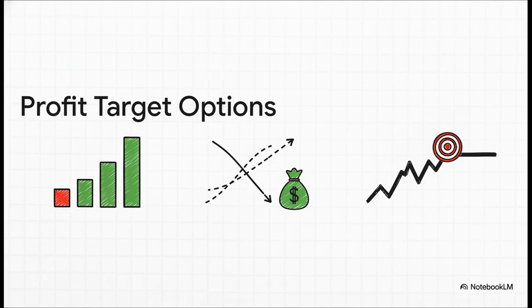Okay, so the big question, when do you actually take your profit? Well, you've got a few solid options here. You could go for a fixed risk-to-reward ratio, maybe aiming to make 1.5 or 2 times what you're risking. Another great way is to just exit when you see a reverse crossover. That's a sign the trend might be losing steam. Or you can keep it simple and just target the next obvious support or resistance level on your chart.